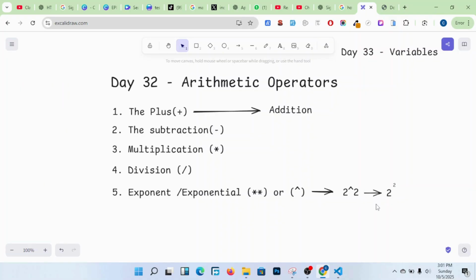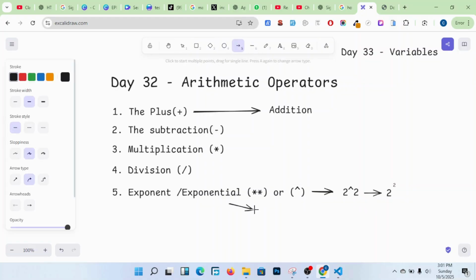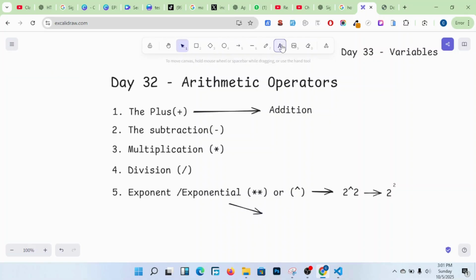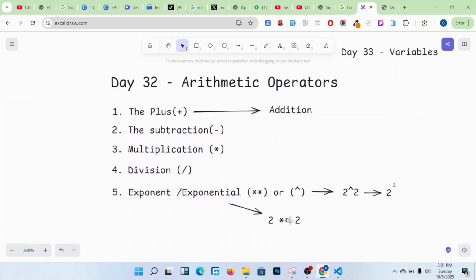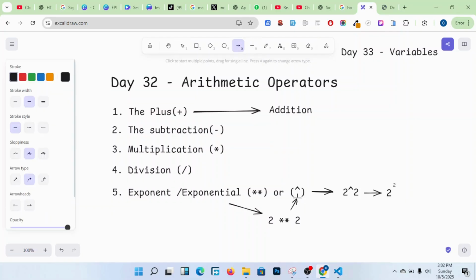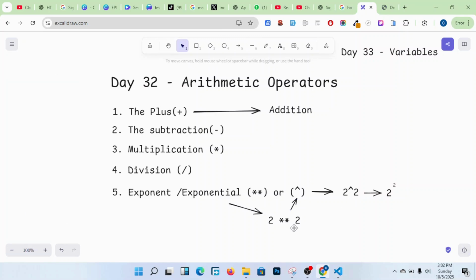This exponent, and how do I write this exponent here? Instead of me putting it like this, I will have to write it like this. 2 star star 2. This star star here means exponent. Exponent 2. Are you seeing this, guys? So 2 power 2 is equivalent to 2 times 2, which gives me 4.